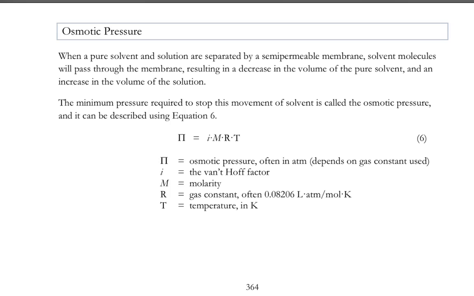So the pi is the osmotic pressure, often in atmospheres. It depends on the gas constant used. i is the Van 't Hoff factor. M is the molarity. R is the gas constant. Often, if we're working with pi in units of atmospheres, we're using the value for R to be 0.08206 liters atmospheres per mole Kelvin, and the temperature is in Kelvin. So notice that as we increase the molarity, that is, we have more solute dissolved, we have a greater osmotic pressure.